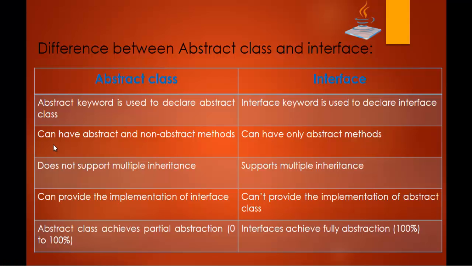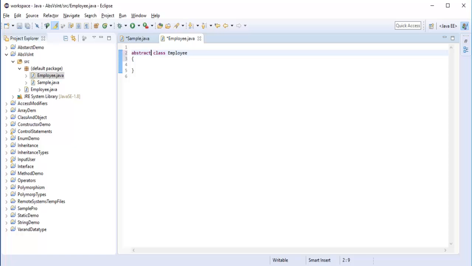Abstract class can have abstract and non-abstract methods, but interface can have only abstract methods. So what do you mean by this? Let me go back here. This is my abstract class, so it can have the abstract method, abstract demo. This is the abstract method it can have. I have to just type the return type here. Okay, this is the abstract method, and abstract class can also have a non-abstract method.